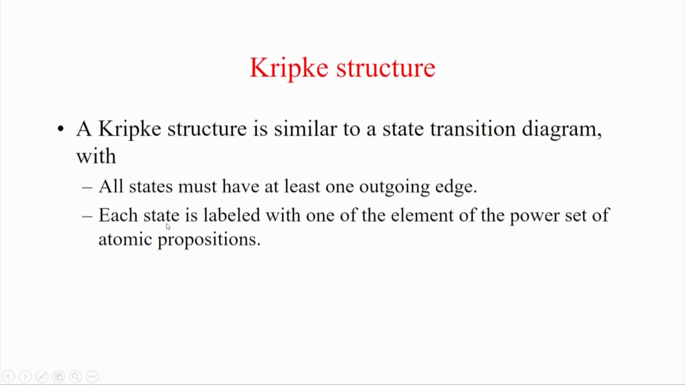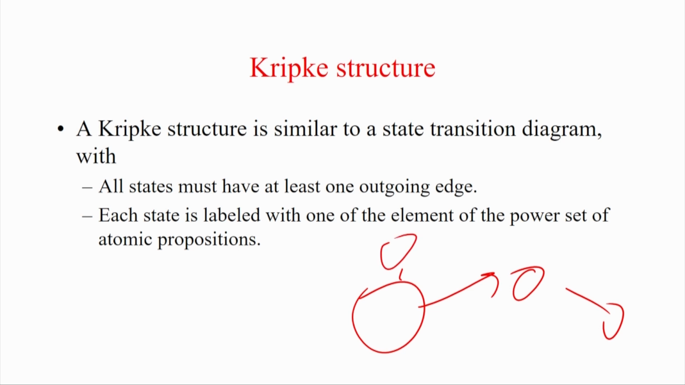So a Kripke structure is similar to a state transition diagram. All states must have an outgoing edge. Each edge is labeled with one of the elements of the power set of the atomic propositions. That means there will be some edges, but what will be the power set? Any subset of these atomic propositions which will be true in this state has to be labeled.